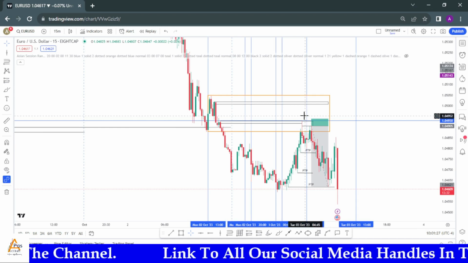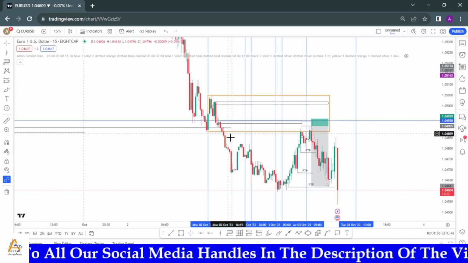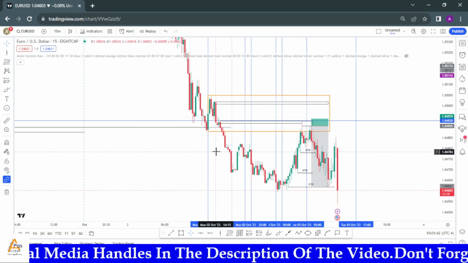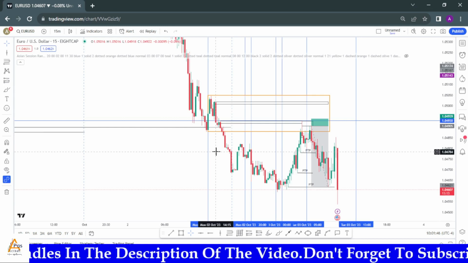Now, after marking this order flow, I didn't get any proper zone in 15 minutes. So what I did was I went down to 1 minute to get my order block.